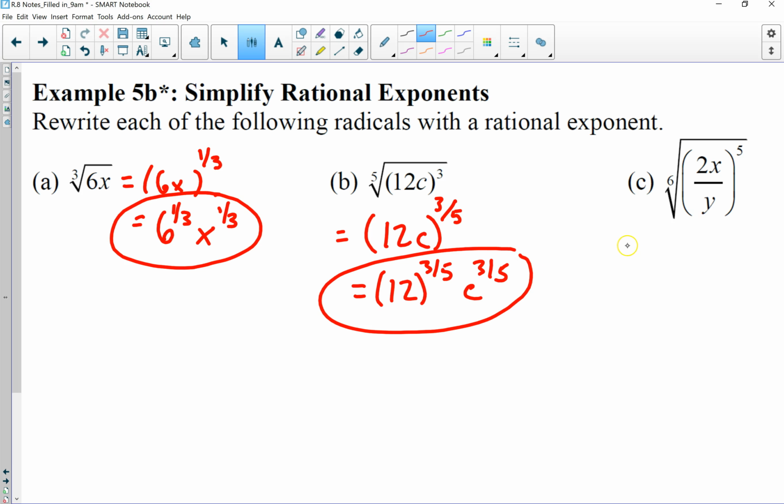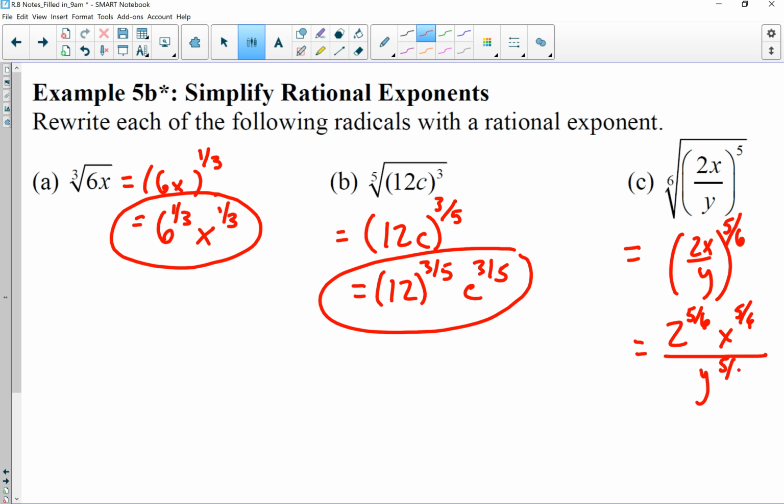And then for c, we can do the same idea. I have this 2x over y. The numerator of my power is going to be the power we currently see, which is 5. And then the index of the root will be my denominator. So 5/6 would be the power. And then again, if I wanted to, I can apply it to each part of my fraction. The 2 should get the power of 5/6. The x should get the power of 5/6, as well as the y in the denominator can get 5/6. And there's not really anything else we can do there, so we'll go ahead and leave it as is.